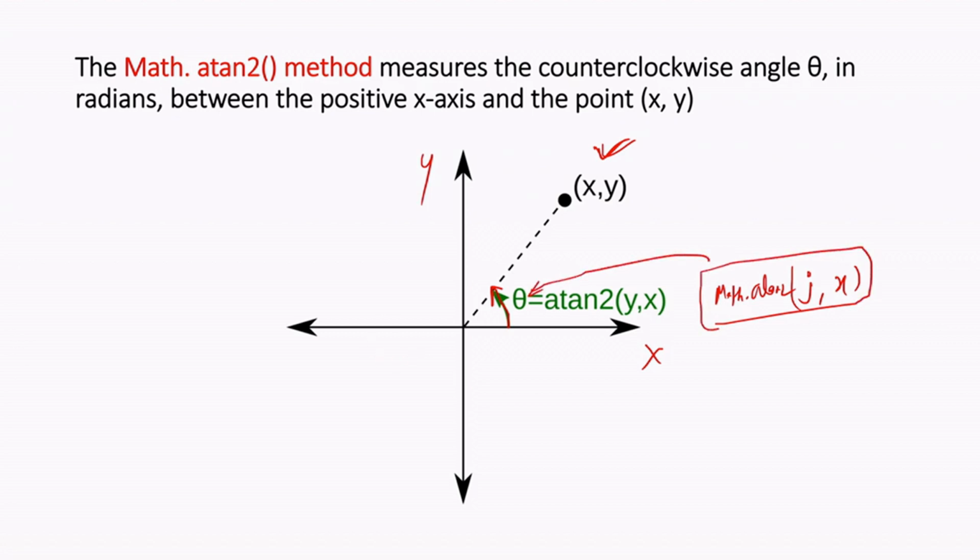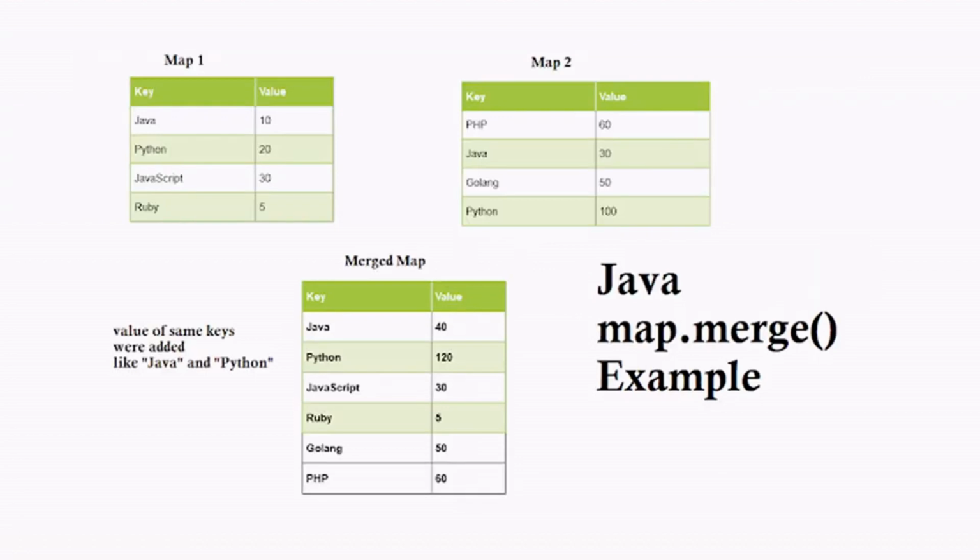Let's continue. There is another prerequisite: you should know how to merge hash maps, meaning we have map 1 and map 2.